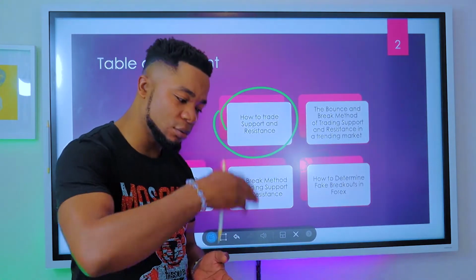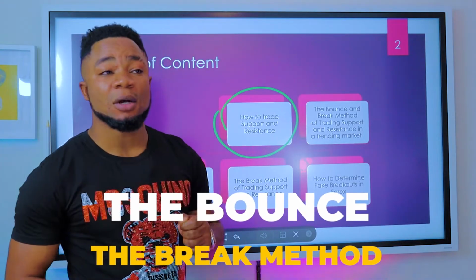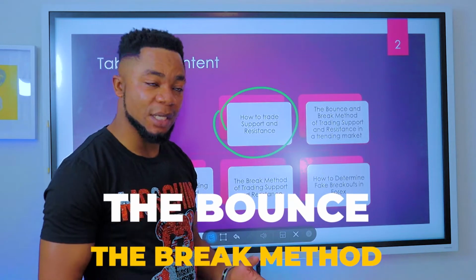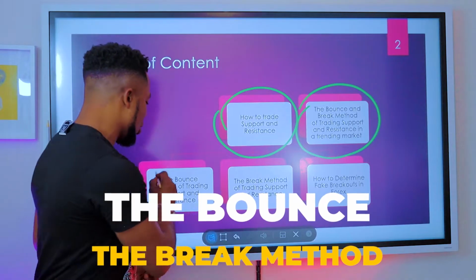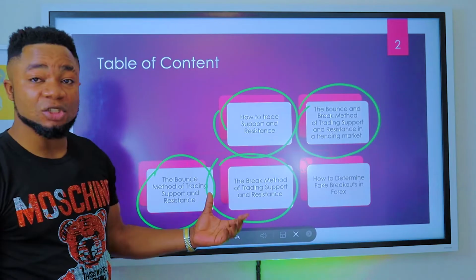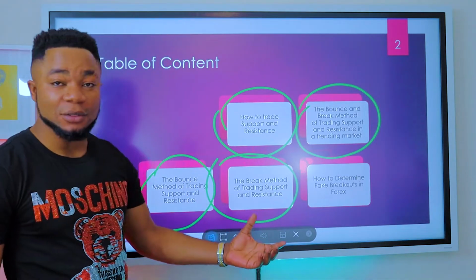So you have the bounce, like throwing a tennis ball at a wall, it bounces and comes back, or throwing something that has to break another surface. So you have the bounce and the break. We'll also talk about that. Then we'll talk about the bounce method, the consolidating method. Then we'll talk about the break method of trading support and resistance. Then how to determine fake breakouts.